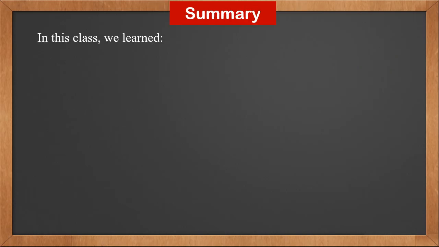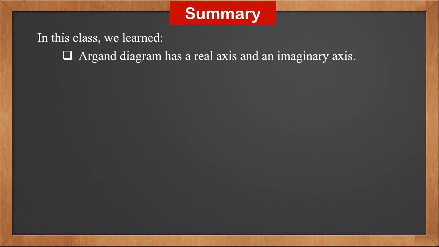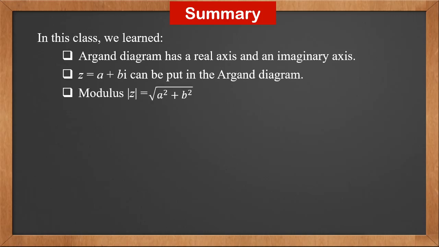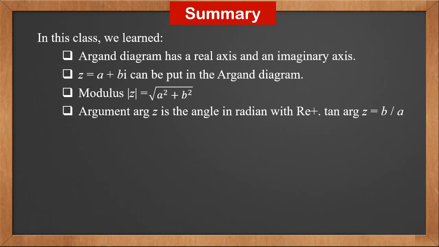In this class, we learned the Argand diagram has a real axis and an imaginary axis. A complex number z equals a plus bi can be put in the Argand diagram. Z's modulus is root a squared plus b squared. The argument arg z is the angle in radians with the positive real axis. Tangent arg z is b over a.